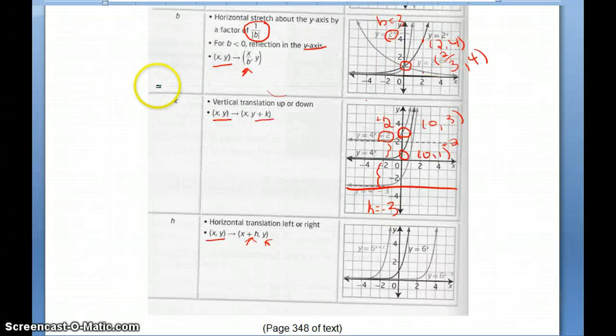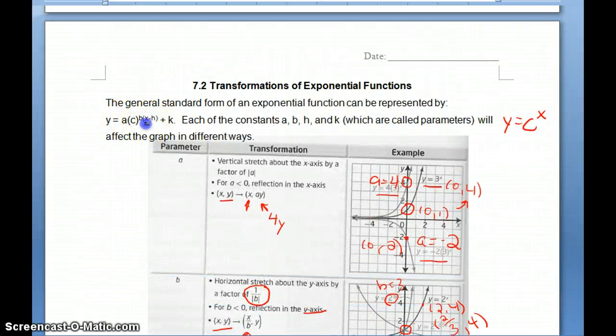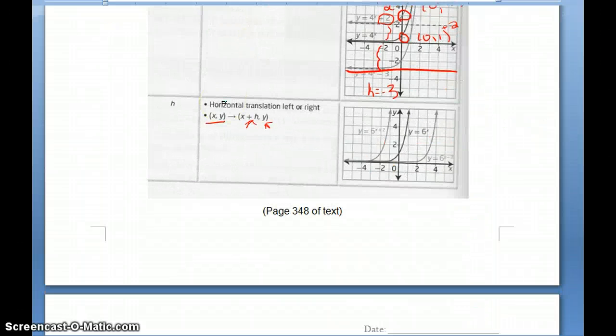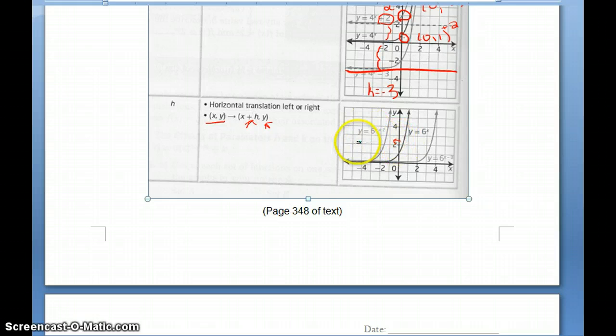One thing that I do want to point out here, let's go up to this equation. Here we have x minus h. What we're going to be given in our equations is the negative value, so we need to switch that sign. Here in this example, we have y equals 6 to the x, and in this one going to the left, we have 6 to the x plus 2. Remember it's x minus h, so your h value here is going to be negative 2. If it's negative, it'll shift to the left. If it's positive, it'll shift to the right.